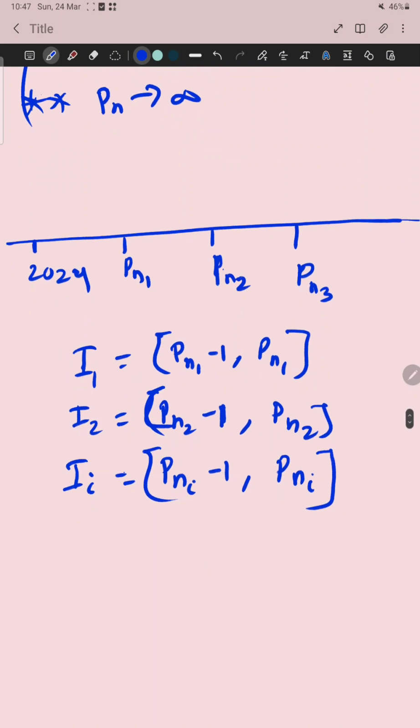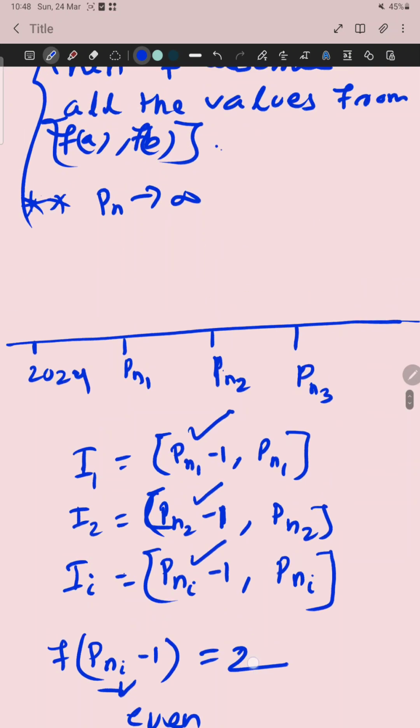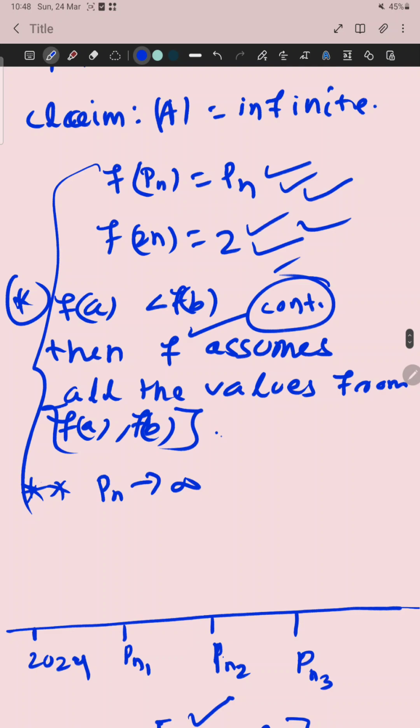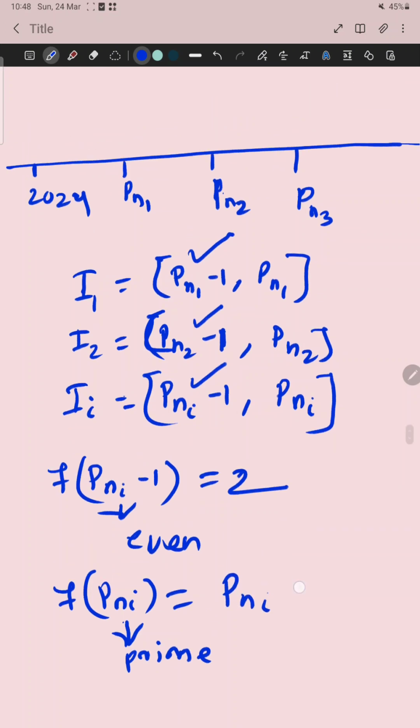If you observe, this number is an even number. Why? Because Pn1 is odd and minus 1 gives an even number. It is even, and this is also an even number. So what will we get? f of Pni minus 1 is equal to 2, because when n is even it gives 2. And f of Pni gives what? It is a prime number, so it gives Pni, and Pni is greater than 2024.